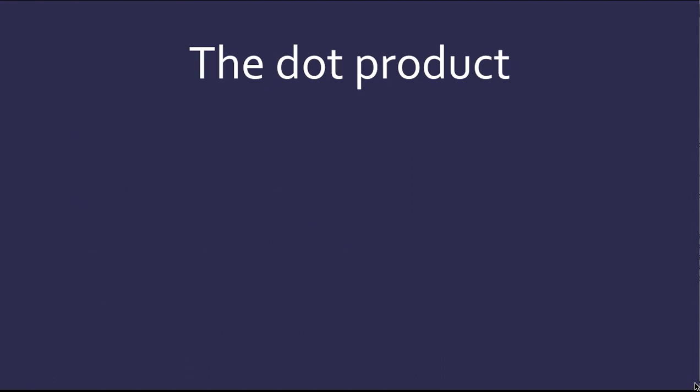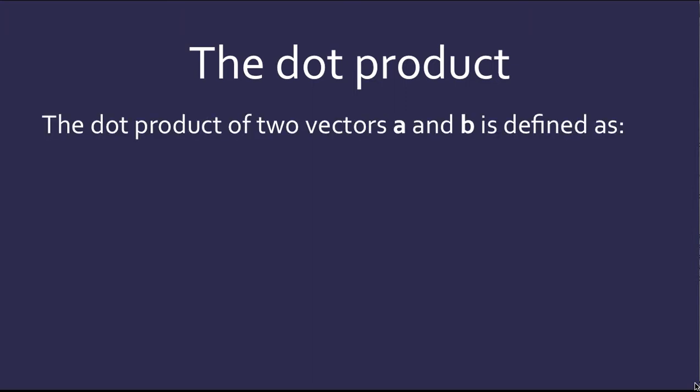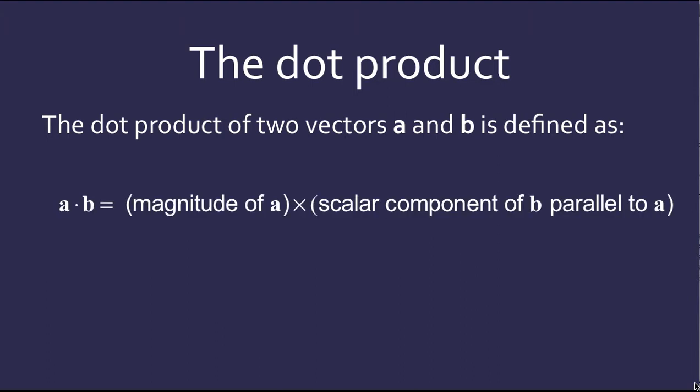The dot or scalar product of two vectors produces as a result a scalar quantity, in other words just a number. For two vectors A and B, A dot B is the magnitude of vector A multiplied by the scalar component of vector B parallel to vector A. That's all very well, but what does this actually mean?